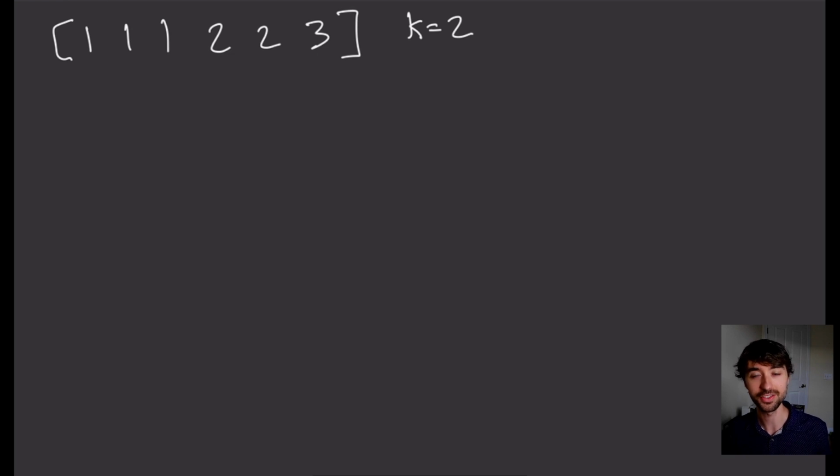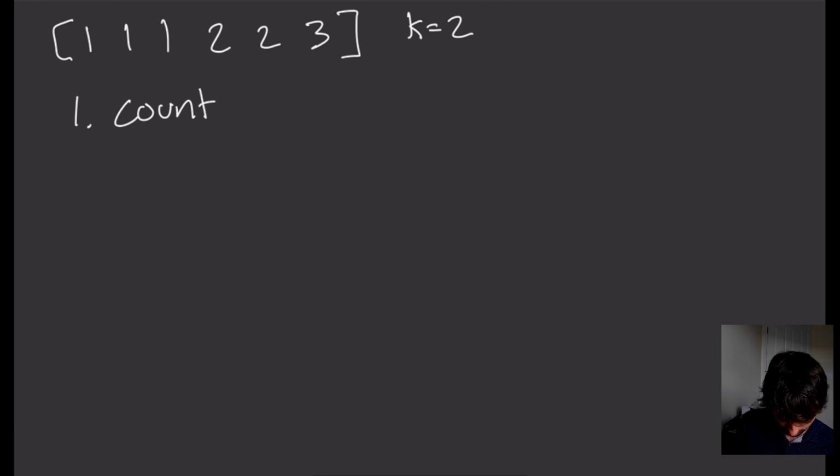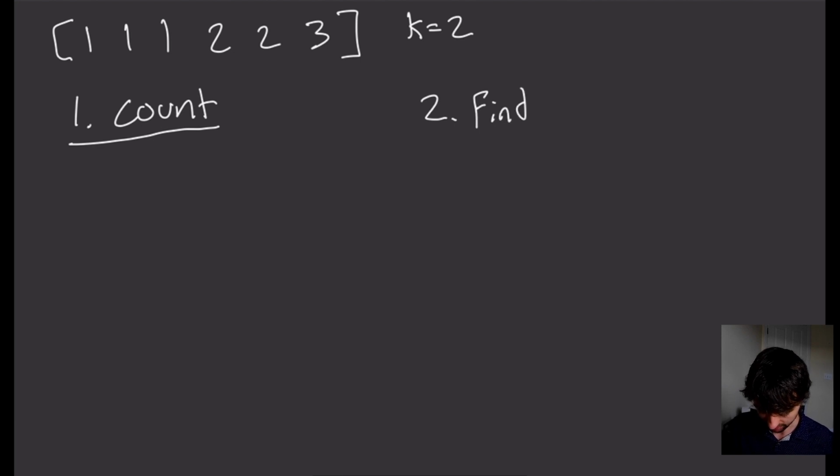So at first glance, this problem looks pretty approachable, but I think there are 2 distinct things that we need to do here. The first of which is go through the entire input array and count the occurrences of every different value. And then second, we need to go through and pull out the k most frequently occurring terms. So basically count everything first. So I'll make that step 1. Step 1 is count. And then step 2 is find top k.